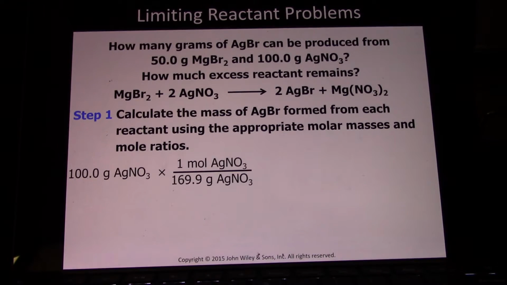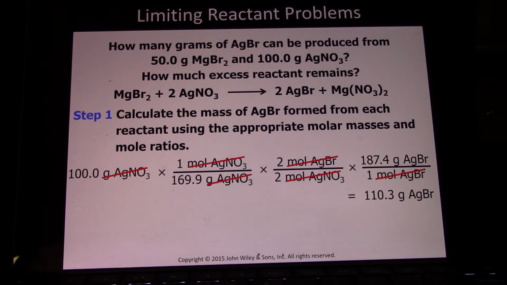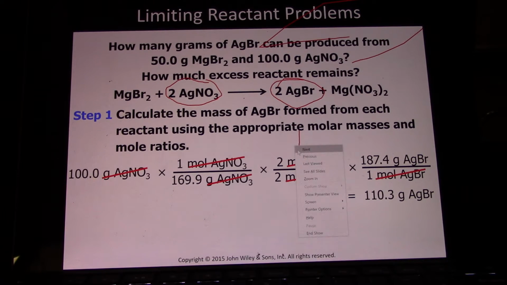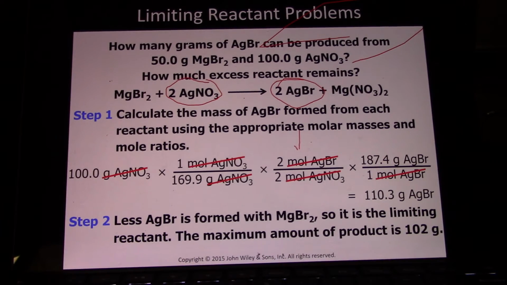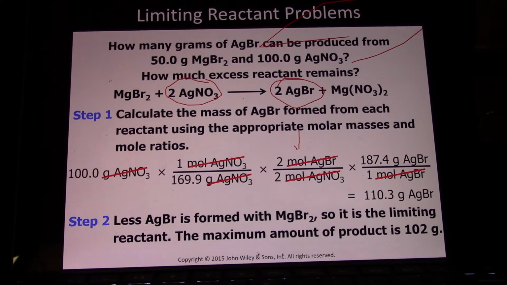If all my silver nitrate was consumed, I can make 110 grams of silver bromide. And again, now we have a 2-to-2 ratio, because I use 2 silver nitrates to produce 2 silver bromides. So 2-to-2 stoichiometric ratio. So less product is formed with the magnesium bromide, so that is my limiting reactant. I will use up all the magnesium bromide. So the next question is, how much silver nitrate would be left?